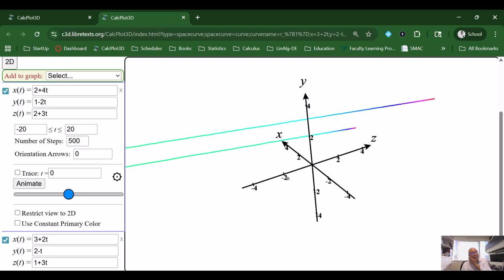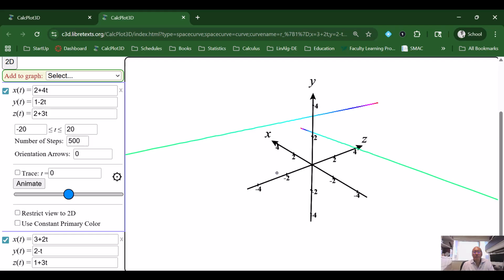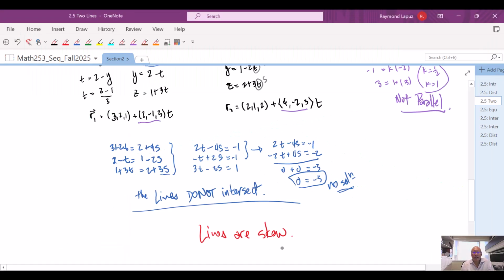So they're not parallel, but they don't intersect, so that must mean that they're skew. So that's the scenario for that. Okay, all right. I hope that helps in finding out what happens if you have two lines. And that's it. Good luck.